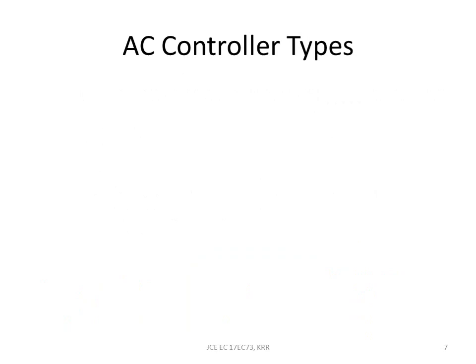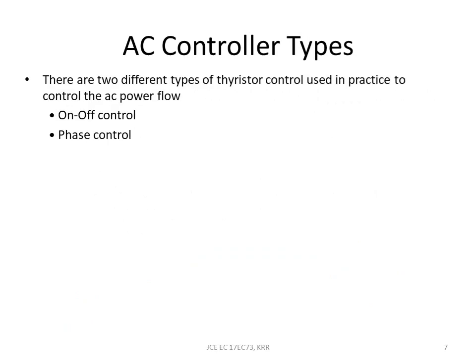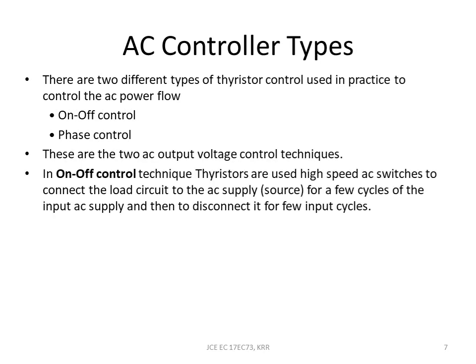Now let us look at AC controller types. Basically there are two types of thyristor control used in practice to control the output AC power flow. That is on-off control and the other is phase control. So these are the two AC output voltage control techniques.